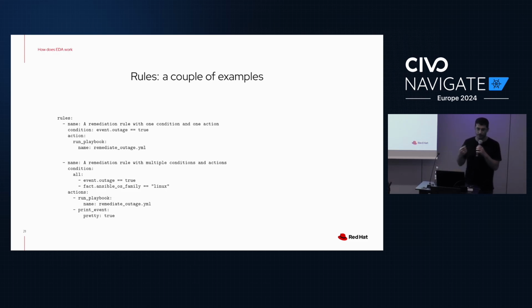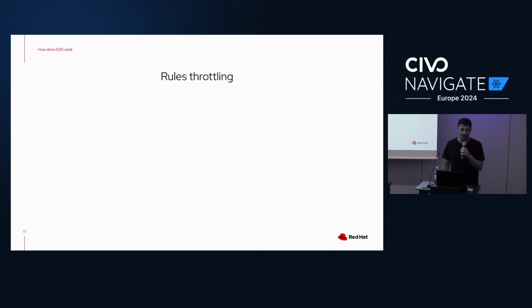There is an aspect that I think is very interesting, which is rules throttling, because there are cases where you don't care if an event happens once, but you want to know the frequency of those events, or act one time and then not act for a while, because you don't want to continuously fire actions before the first action actually got completed and the results can be appreciated.